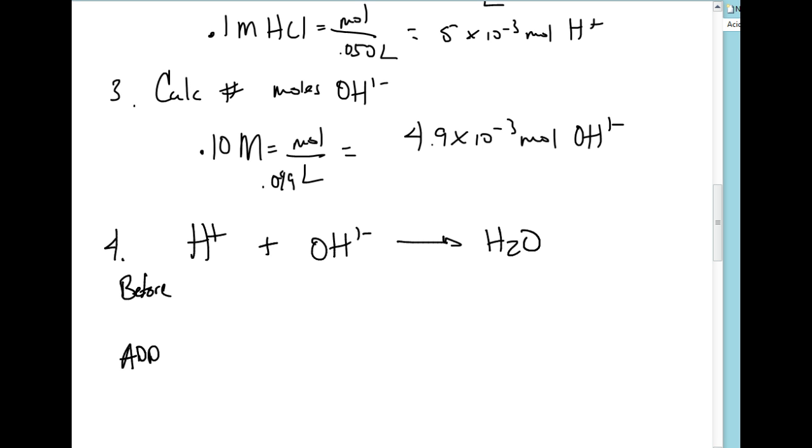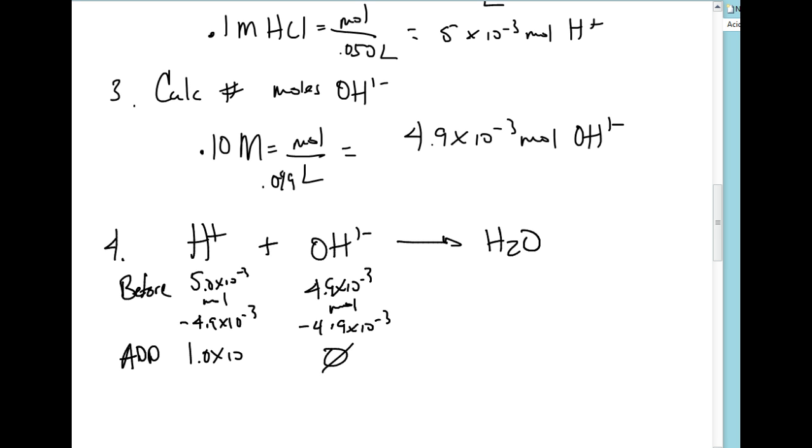So before this reaction, we have 5.0 times 10 to the negative third moles of hydrogen ion. We have 4.9 times 10 to the negative third moles of the hydroxide ion, and who cares about the water for this point? Now, what we're going to do is just subtract the smaller of the two values, which is 4.9, from both sides. 4.9 times 10 to the negative third, 4.9 times 10 to the negative third, and so there's not going to be any hydroxide left over at the end. They're all consumed, but we'll have a little bit of excess hydrogen ions. It's 1.0 times 10 to the negative fourth moles.